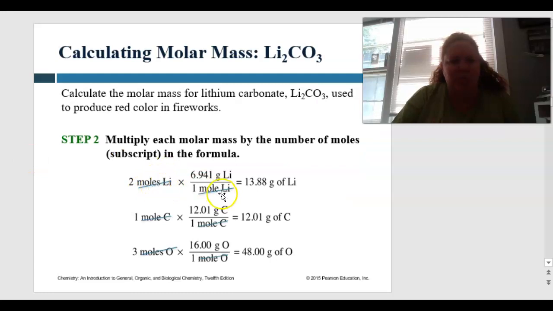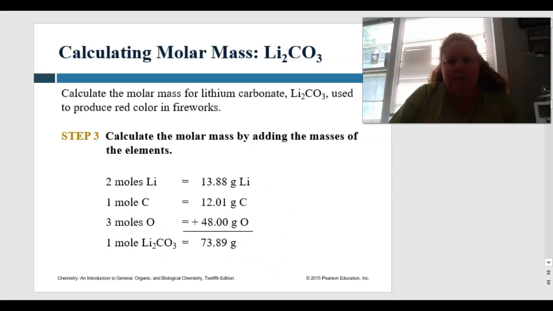Let's set it up so that the moles cancel each other out. We have 2 moles of lithium from the subscript times 6.941 grams of lithium, which equals 13.88 grams of lithium. 1 mole of carbon, because there's no subscript, is 12.01 grams of carbon. 3 moles of oxygen times 16 grams equals 48 grams of oxygen. Adding them together, 13.88 plus 12.01 plus 48 gives us 73.89 grams for 1 mole of lithium carbonate.